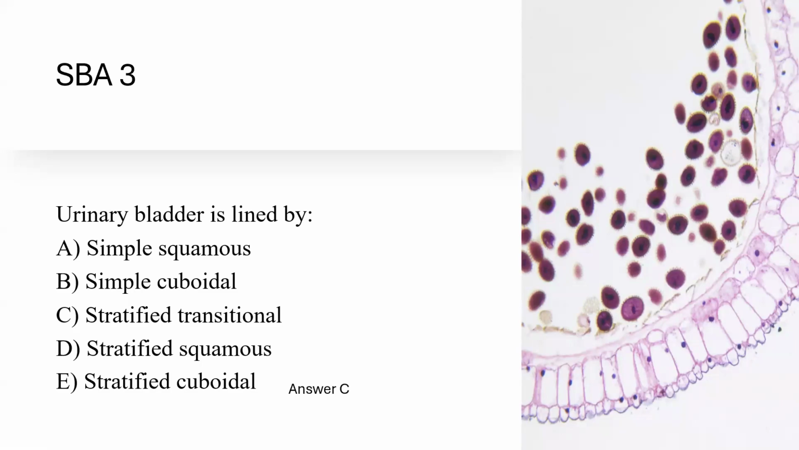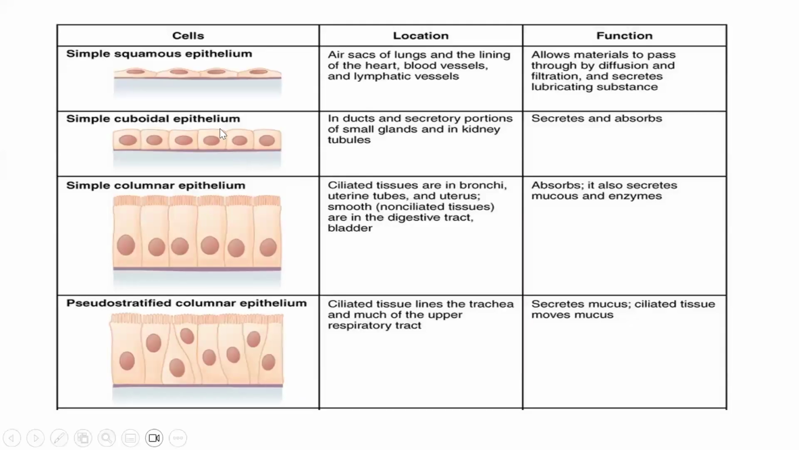So here is a quick review of all types. Simple squamous epithelium is usually present in the air sacs of the lungs and the lining of the heart, blood vessels and lymphatic vessels. The main function is diffusion of substances across it. Simple cuboidal is in the ducts and secretory portions of small glands and in kidney tubules. It secretes and absorbs. Simple columnar epithelium: ciliated tissue is in the bronchi, uterine tubes, and uterus. Smooth, non-ciliated tissue is present in the digestive tract.